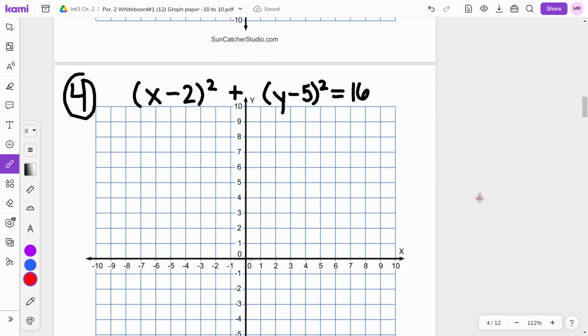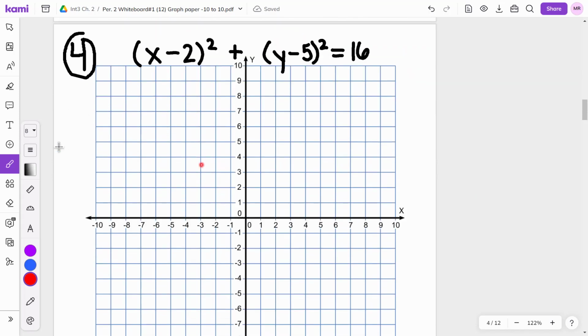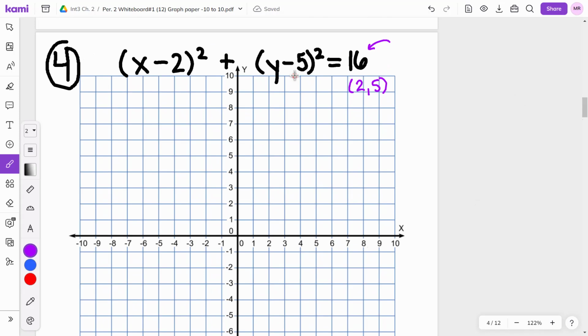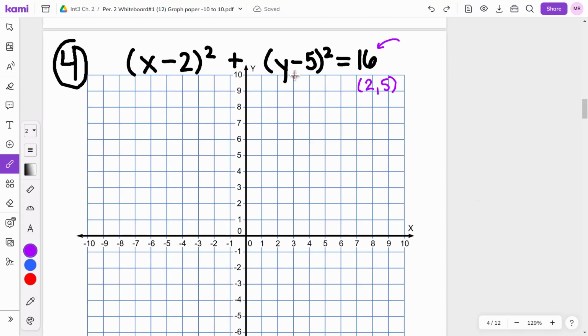On number 4, number 4 is a circle. So we still want to find the center. The center is actually not on our graph. The center is going to be what makes this 0, which is 2, and what makes this 0, which is 5. So I'm going to go to 2, 5. And then this is my radius squared, r squared, which is 16. So I need to take the square root. So my radius is going to be 4.